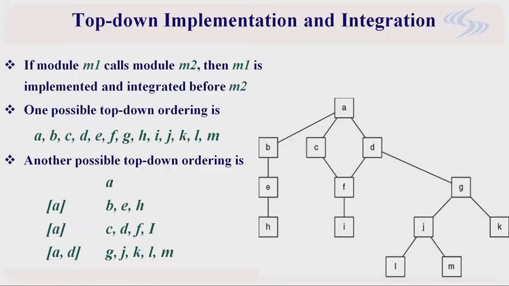Well, how to implement and integrate the target software system? There are several ways. First, top-down. Top-down implementation and integration means that if module M1 calls module M2, then module M1 is implemented and integrated before M2.